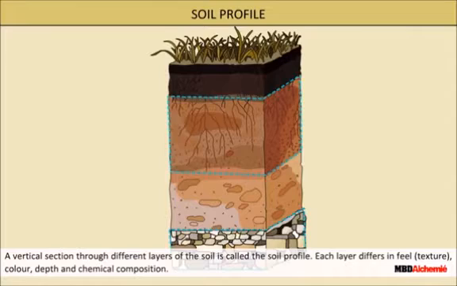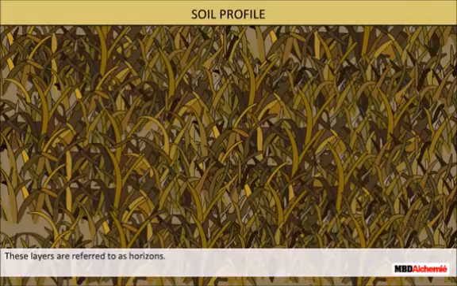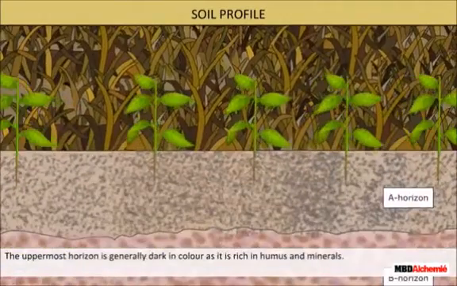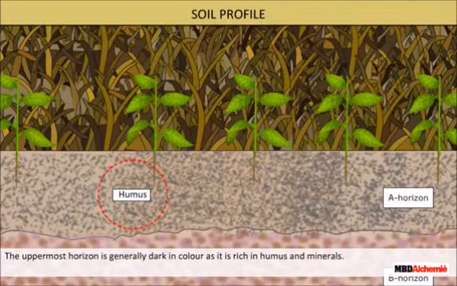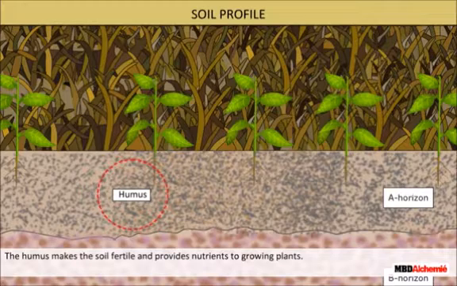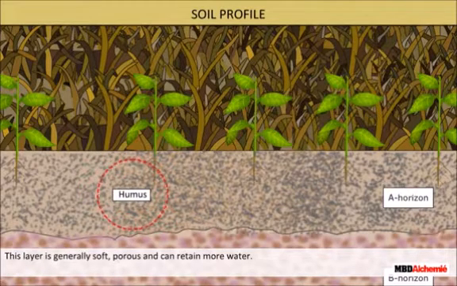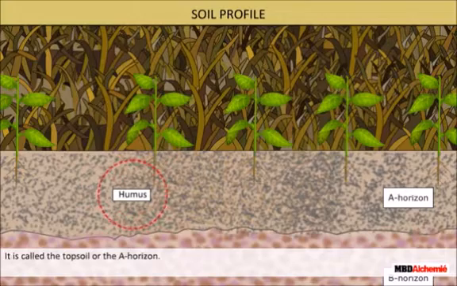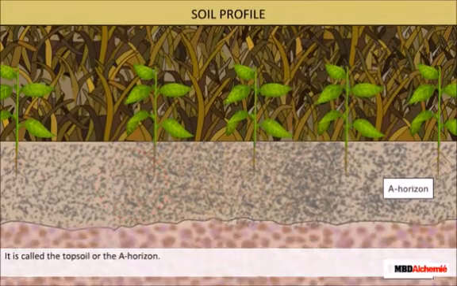Each layer differs in texture, color, depth, and chemical composition. These layers are referred to as horizons. The uppermost layer is generally dark in color as it is rich in humus and minerals. It is humus that makes the soil fertile and provides nutrients for growth. This layer is generally soft, porous, and can retain a lot of water. It is called the topsoil or the A horizon.